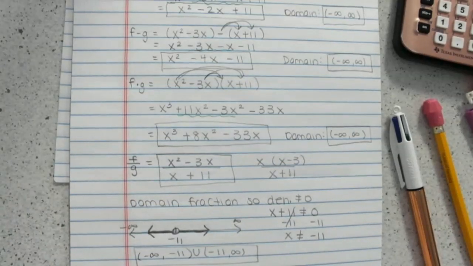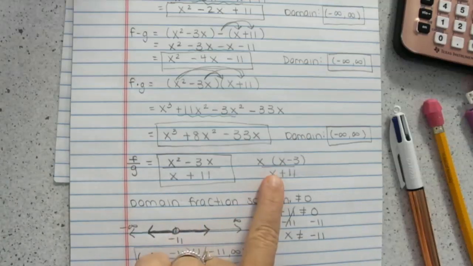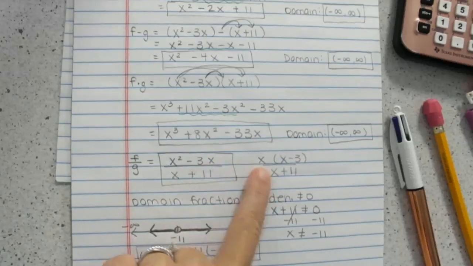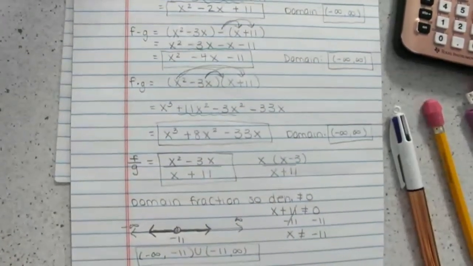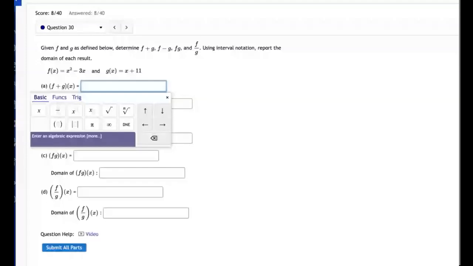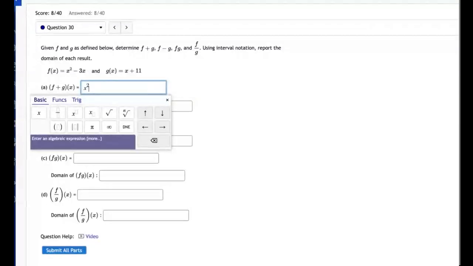I think I see what it's like. When you distribute the x out, will it mark it wrong? This one or this one? No, I think either one will be right. All right. Let's try it. So we said x.